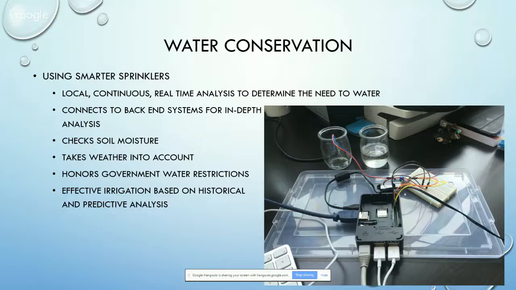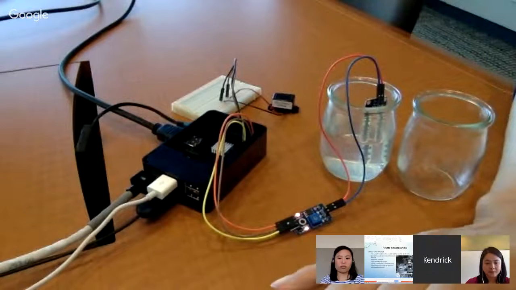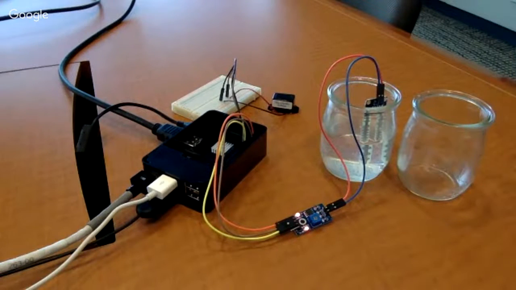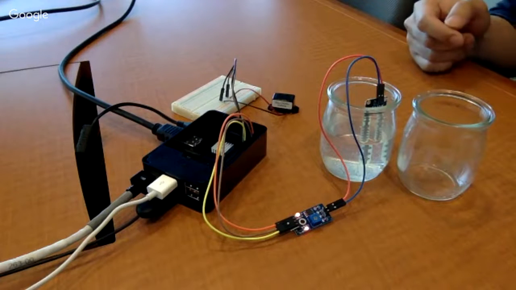So we set about building a prototype of our smart sprinkler using a Raspberry Pi. And I'll now hand it over to Kendrick to show you what we built. And then following the demo, we will show you how we built the prototype. Thank you, Mary.